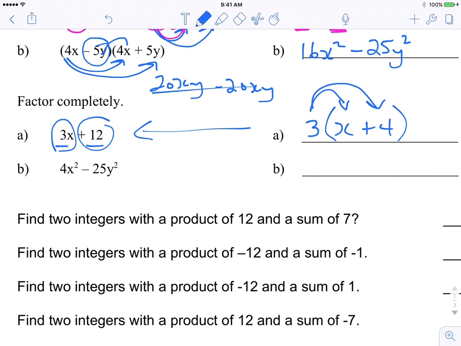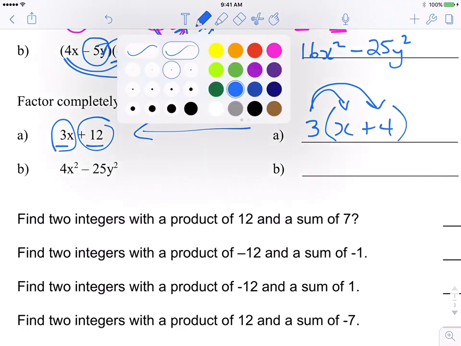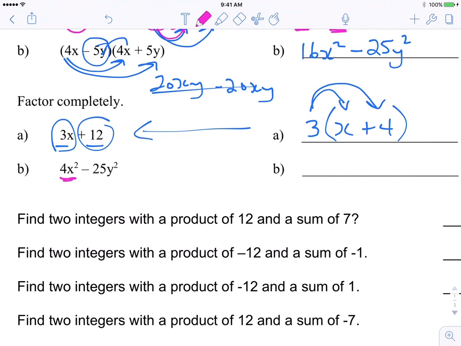Here, we should recognize this as a difference of squares again. 4x squared subtract 25y squared. The easiest way to do this is to square root the first term, square root the second term. So if I square root 4x squared, the square root of 4 is 2, and the square root of x squared is x. The square root of 25 is 5, and the square root of y squared is y.